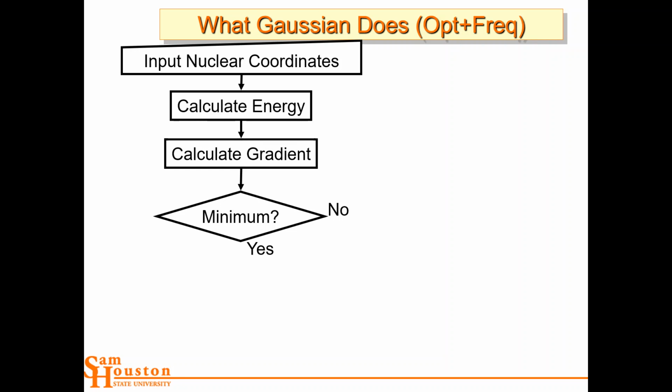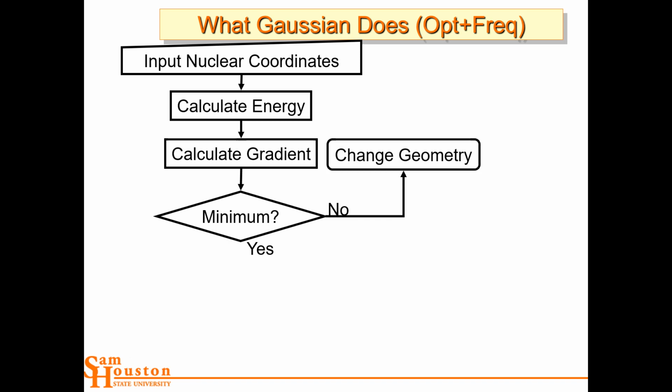Just think about a one-dimensional curve. If you're at the bottom of the hill, the slope is 0. You can get fooled and be at the top of the hill and calculate the slope and say, hey, it's 0, I'm at the bottom of the hill, but you may not be. And we'll get to that in a second. So is the gradient 0? If no, then you're not at a minimum. And so you go up and you change the geometry.